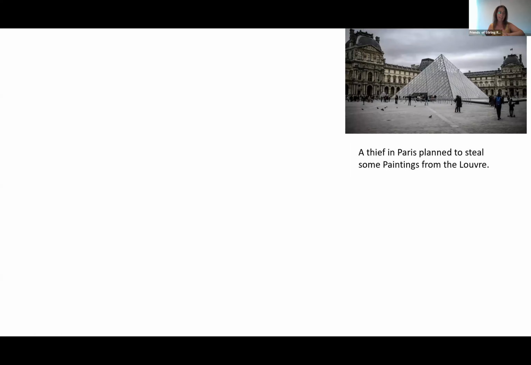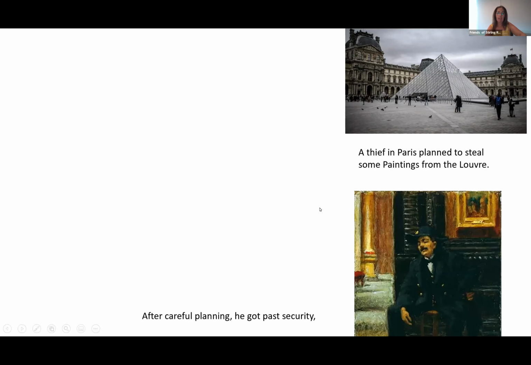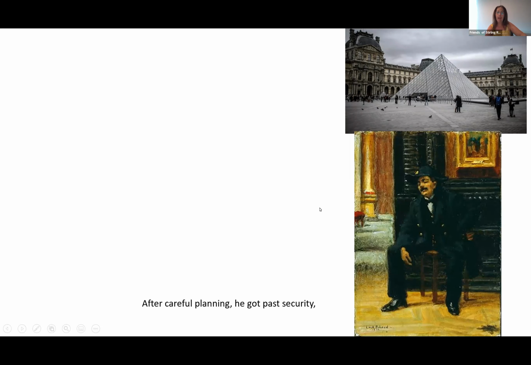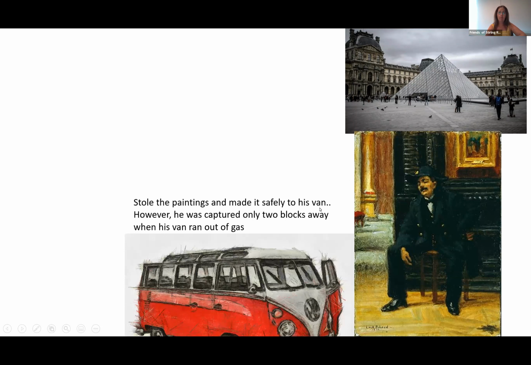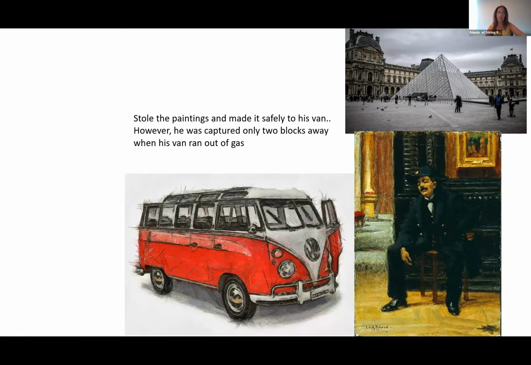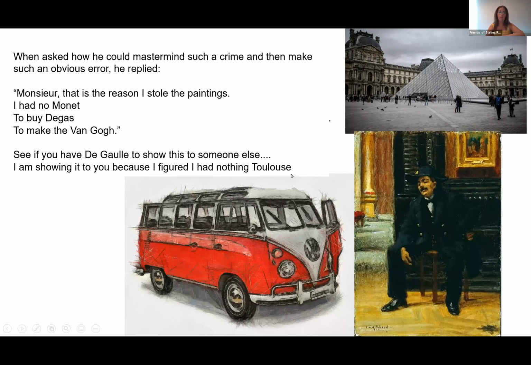So first, I'm going to tell a joke. I'm very bad telling jokes, but I'll try. A thief in Paris planned to steal some paintings from the Louvre. After careful planning, he got past security, stole the paintings and made it safely to his van. However, he was captured only 2 blocks away when his van ran out of gas. When asked how he could mastermind such a crime and then make such an obvious error, he replied, "Monsieur, that is the reason I stole the paintings.